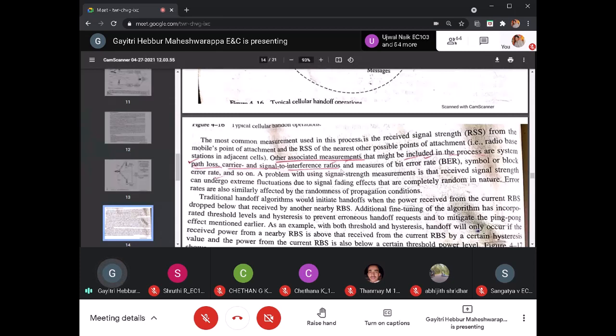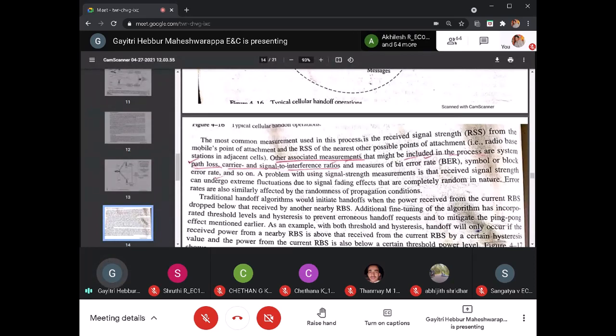Other associated measurements that might be included in the process are, as I told you, path loss, okay, and carrier to signal to interference ratio. The SI ratio will be reduced because interference will be more from the other radio base station. So this is also going to be checked. Path loss, signal to interference noise ratio, and measures of bit error rate, where the error rate will be high, and symbol and block error rate, and so on. So these are the other parameters considered along with the received signal strength. This is the major thing, but along with that, for a proper decision, they check the path loss, SI ratio, bit error rate, symbol and block error rate, and so on.